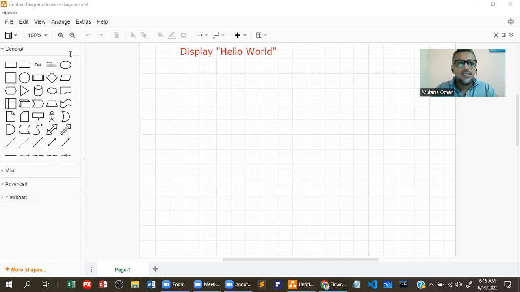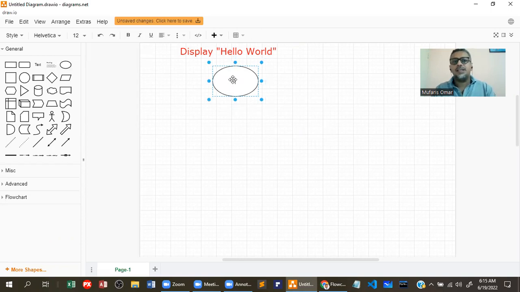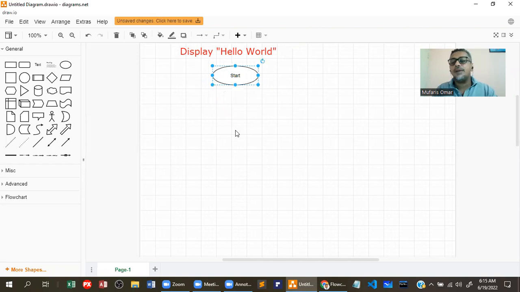We'll start with this oval symbol. So we start the flowchart like this. Hope you can read this, no? This is the start. Then you have to draw the starting point. Okay, what is the next step? In order to display hello world, if I ask you for the algorithm, a very simple algorithm, what would be the next step?